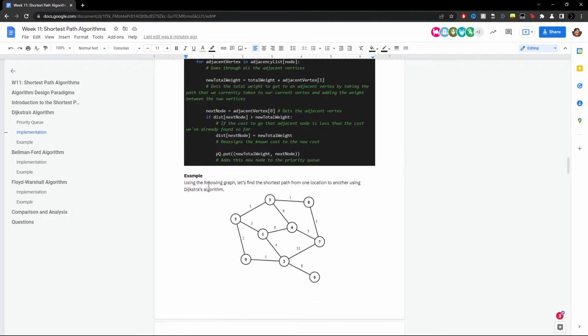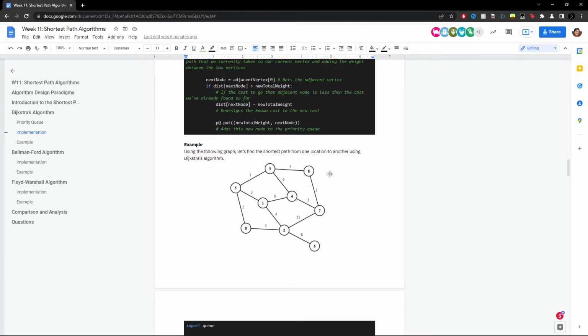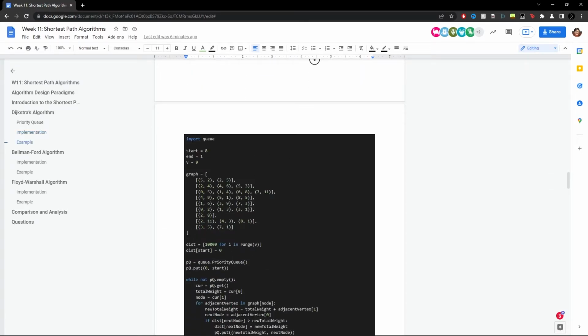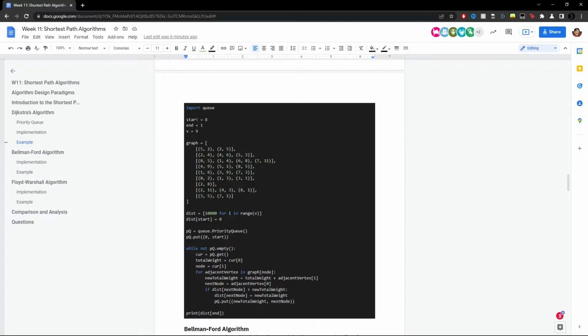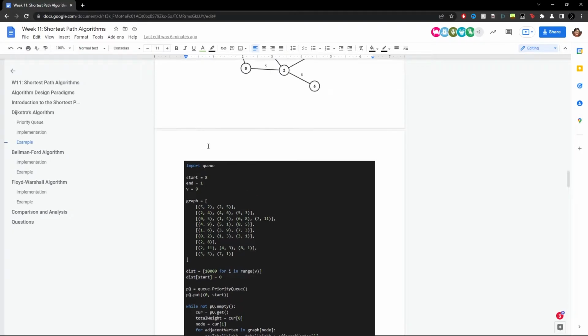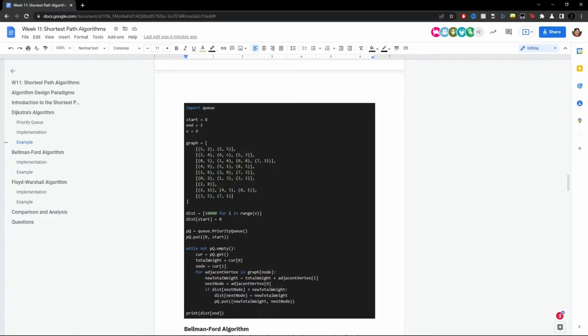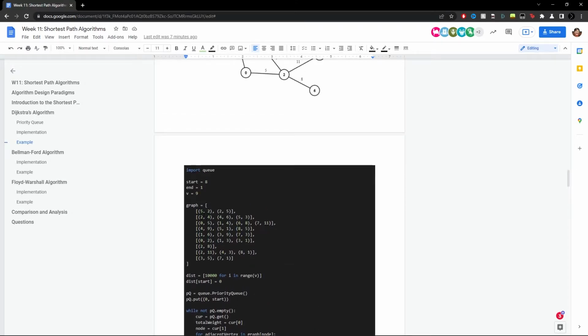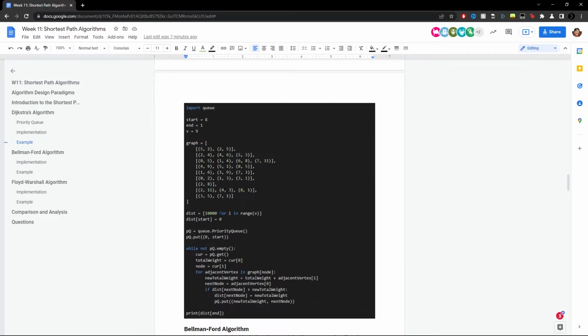And using the following graph, let's find the shortest path from one location to another using Dijkstra's algorithm. So first, I imported queue, and I have the start location and an end location, and then the number of vertices in this graph. All right, and I created this adjacency list. In this adjacency list, I have it in a way so that the first value is the node that is adjacent, and the second value is the cost, the weight of the edge that connects that adjacent vertex. All right, and then first I create the list that contains all the distances from the starting vertex, and I set the starting vertex distance as 0.